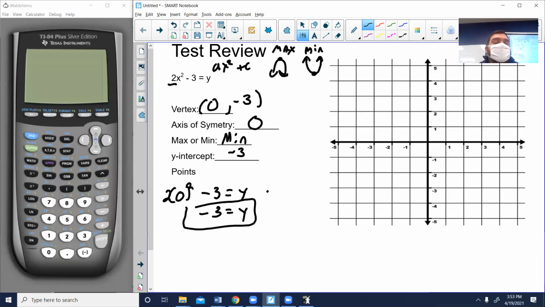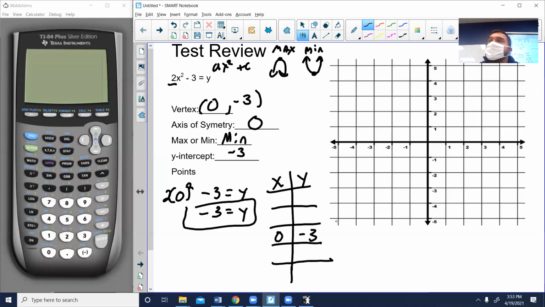Now we need a table. We need the table, X and Y. Remember, we need the middle to be the vertex. So our middle is 0 and -3. You want to make your X values 2, 1, 0, -1, -2. Doesn't matter which order you do it.